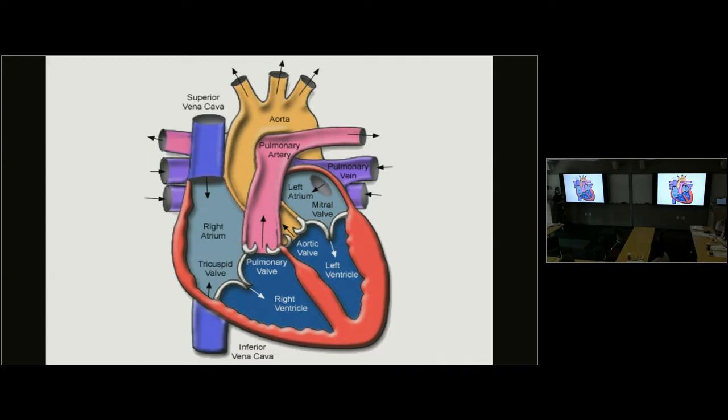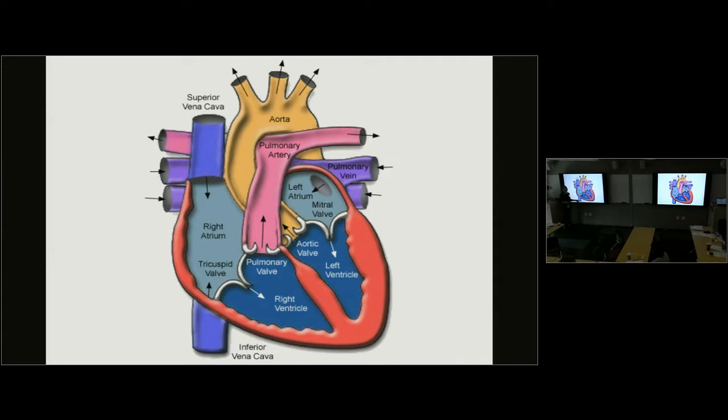So this is the heart. Now, when I was in training, the way I thought about it, and Sue could teach this completely differently, I think of the heart as two pumping sides, the right side and the left side, because they pump and have very different things that happen.